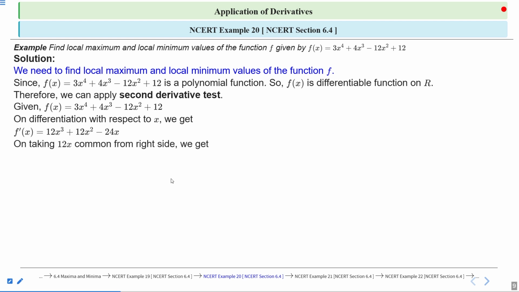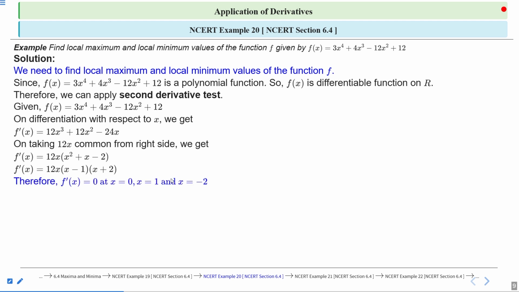On taking 12x common from the right side, we get f dash x equal to 12x into x square plus x minus 2. Therefore, after factoring it out, we get f dash x equal to 12x into x minus 1 into x plus 2.